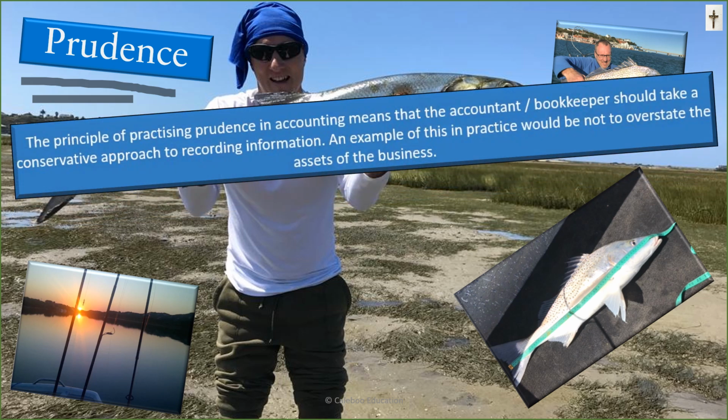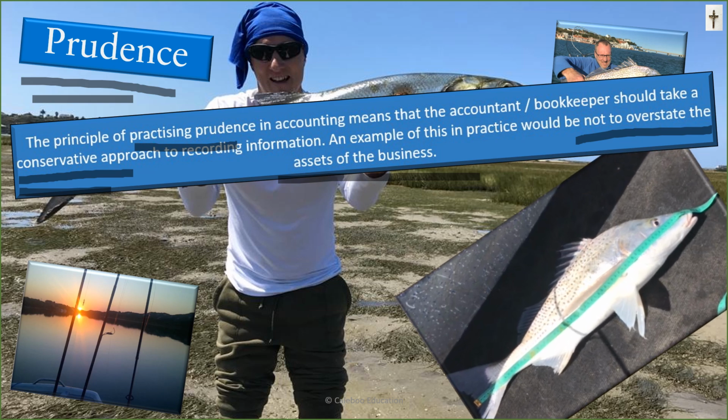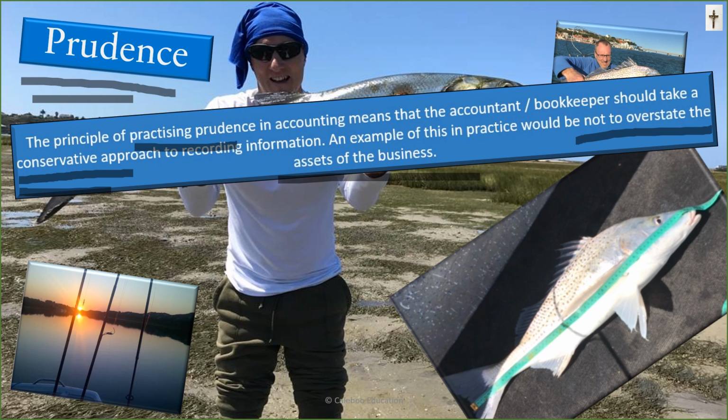The principle of practicing prudence means that the accountant or the bookkeeper must take the conservative approach. An example of this would be not to overstate or exaggerate the value of the assets of the business. So prudence is about taking the conservative approach, not like a fisherman who tends to exaggerate. There we go. That fish is looking much bigger than what it actually is when I zoomed in.